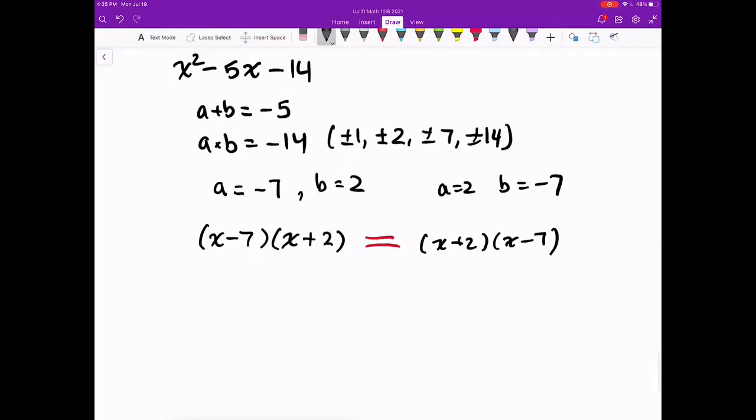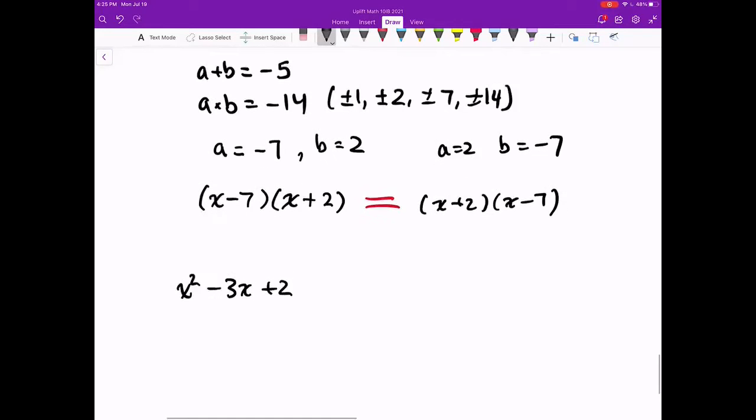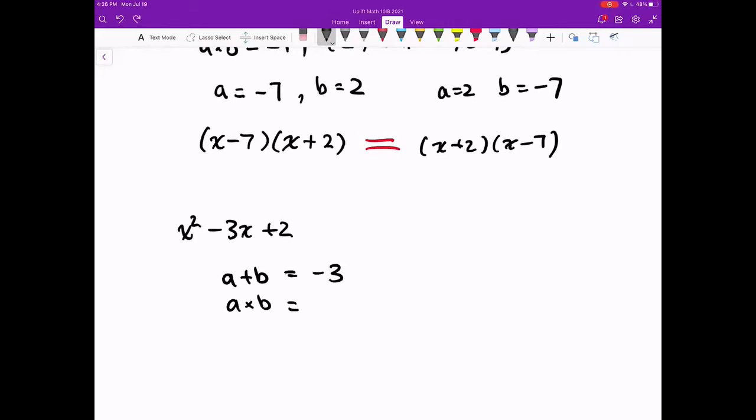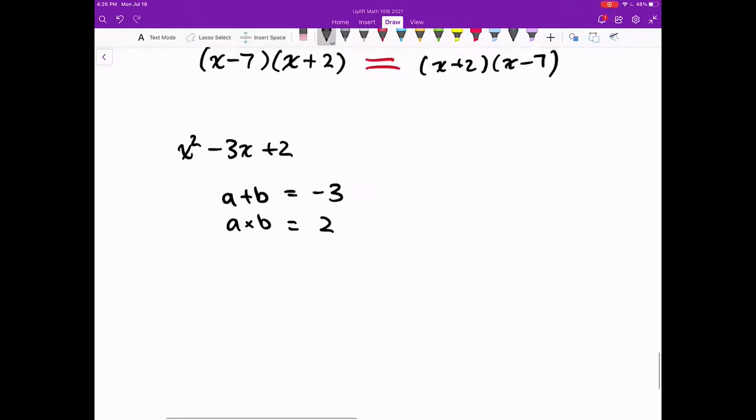You have x squared minus 3x plus 2. Okay, here we have one negative sign, so the numbers must add to -3 and multiply to 2. Here we see that the only way for two numbers to multiply to a positive is if the two numbers are both negative.